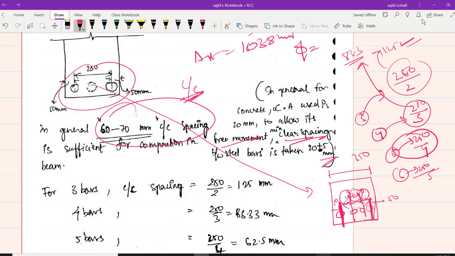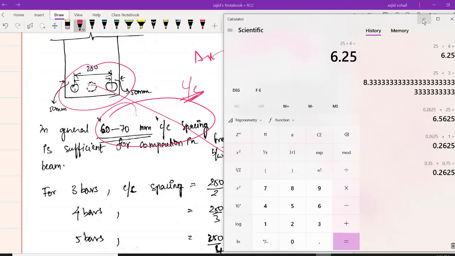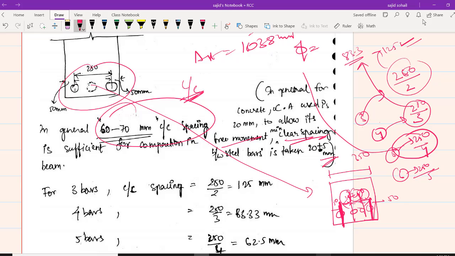And 5 bars अगर आप provide करना चाहते हो, 250 divided by 4. 250 divided by 4 how much? 25 divided by 4, so you are getting 62.5. Even this is good. Even if you provide 5 bars, that 62.5 mm center to center spacing is acceptable. But if you are providing 6 bars, 250 divided by 5, which is 50 mm, इतना कम आप provide नहीं कर सकते हो. So there are only 3 conditions possible.